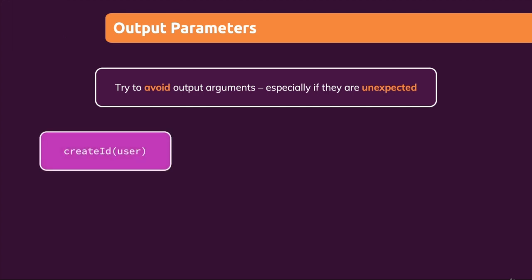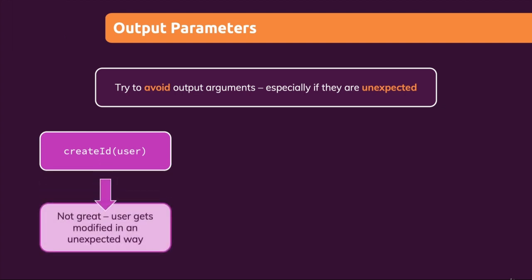Take this as an example. We have a function which is named createID and which takes a user. Now let's assume that this function internally then adds an ID field to that user object which it receives as an input. And that would be not great, because then the user, which is passed into the function, gets modified by the function. So the function doesn't return the ID for the user, which was passed in. Instead, it manipulates the user object which it received.